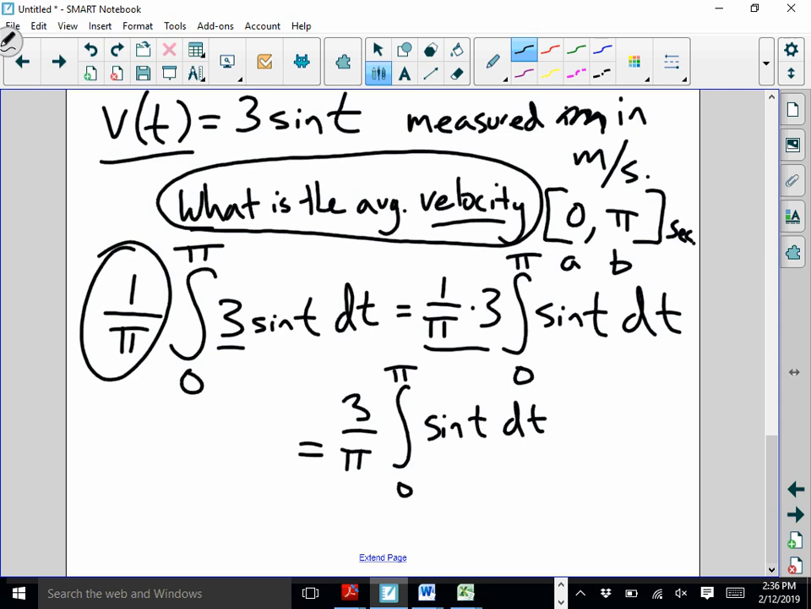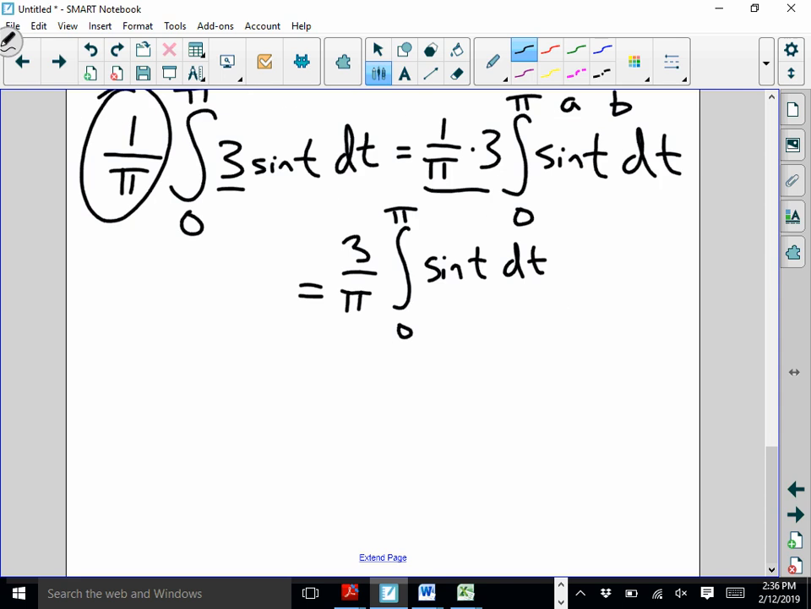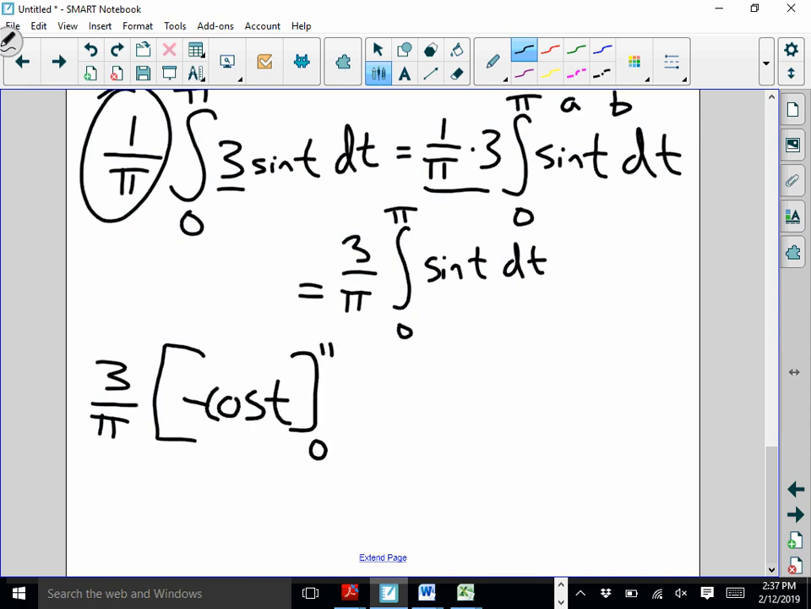Okay, so here's what I have. 3 over pi. I'm going to execute the antiderivative. The antiderivative of sine t would be negative cos t, from 0 to pi. And again, I can't lose track of this 3 over pi. Or if you kept the 3 inside of the integral, you can't lose track of that 1 over pi. I want you to get in the habit of writing it every time. Now you might say, Mr. Hartz, I'm never going to make that mistake. Well, pretty much everyone I've ever taught, and myself, we've always made that mistake. So don't lose track of it. Get in the habit of writing it down each time.